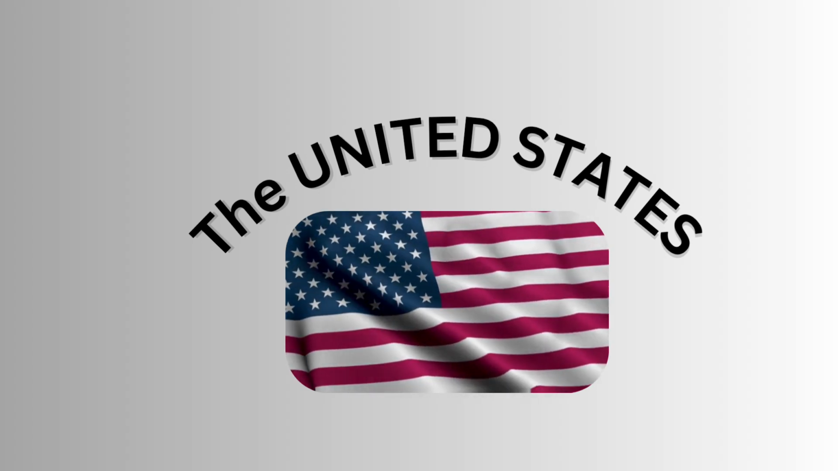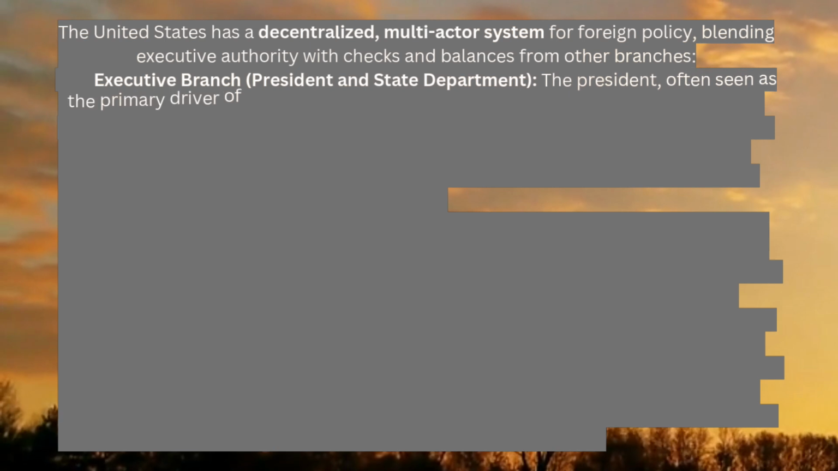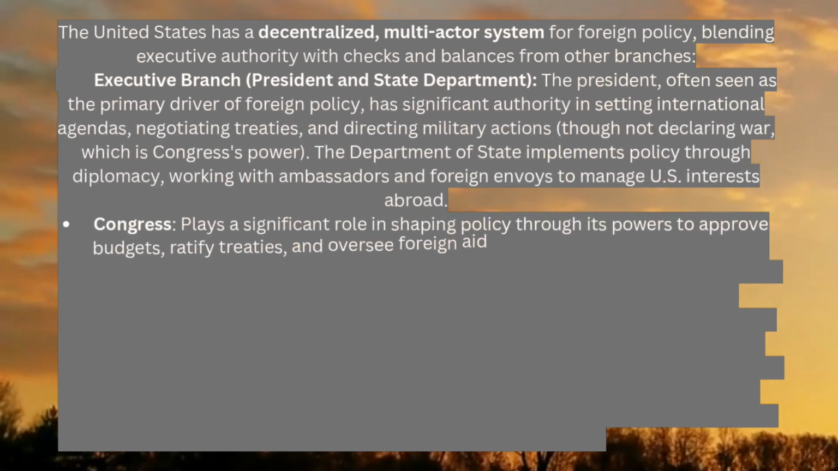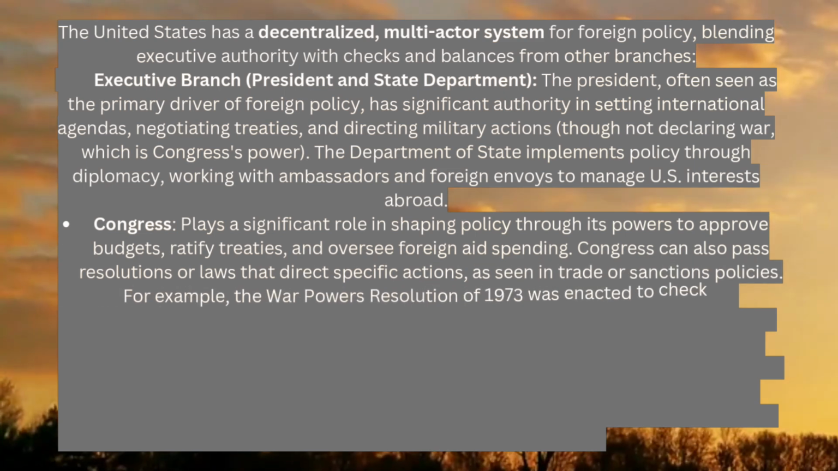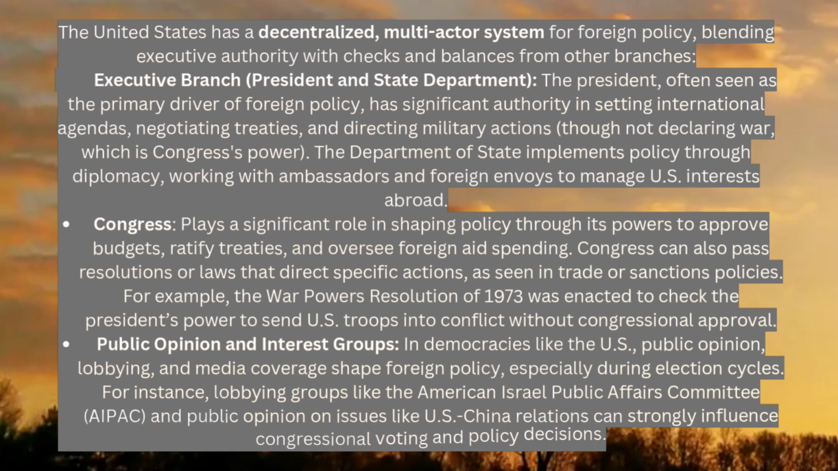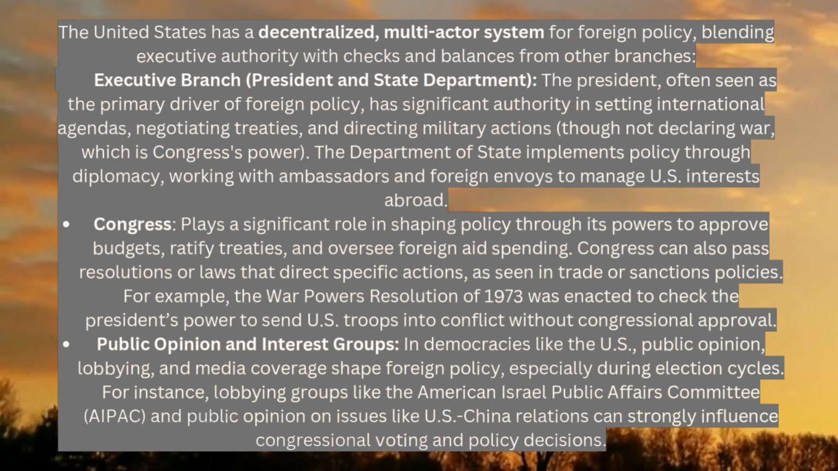1. The United States. The United States has a decentralized, multi-actor system for foreign policy, blending executive authority with checks and balances from other branches. Executive branch, President and State Department. The President, often seen as the primary driver of foreign policy, has significant authority in setting international agendas, negotiating treaties, and directing military actions, though not declaring war, which is Congress's power. The Department of State implements policy through diplomacy, working with ambassadors and foreign envoys to manage U.S. interests abroad.